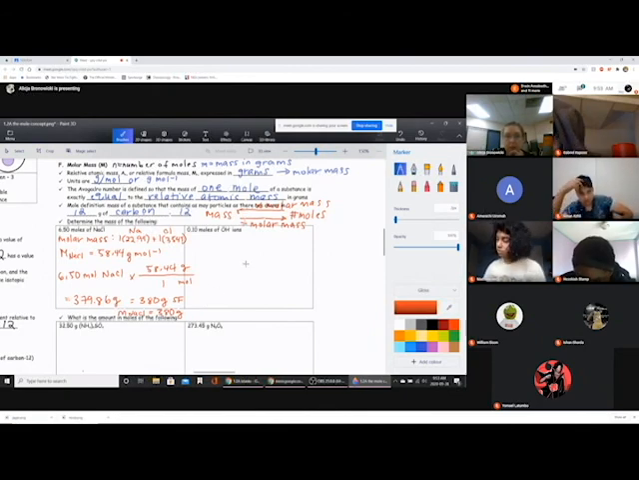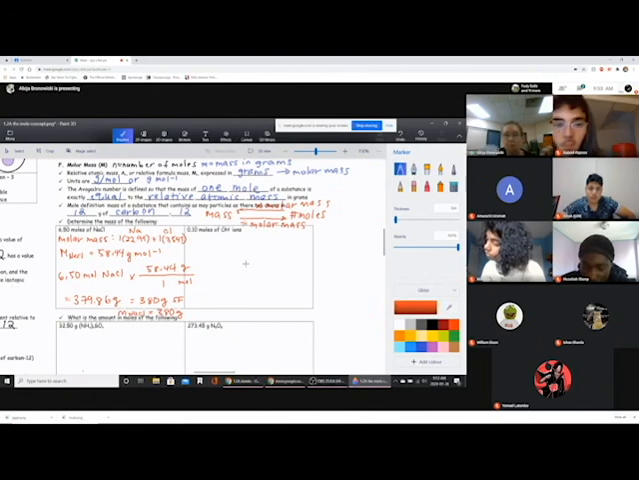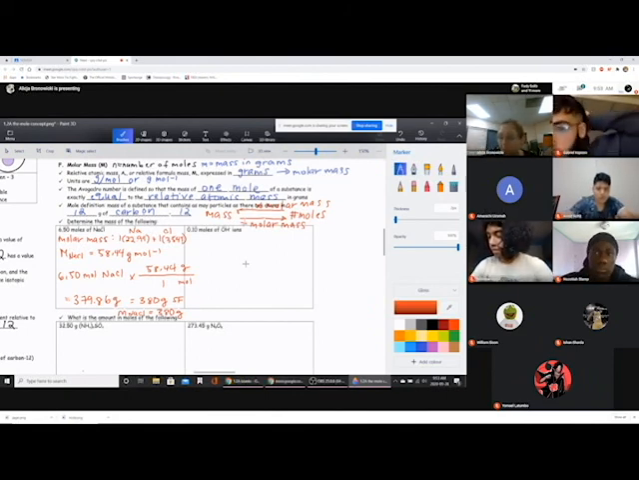All right, how do we feel about that? Any confusion? Anything that you want me to explain again? Like you know how that's moles and then the other one's grams, what does the 1 mole represent?